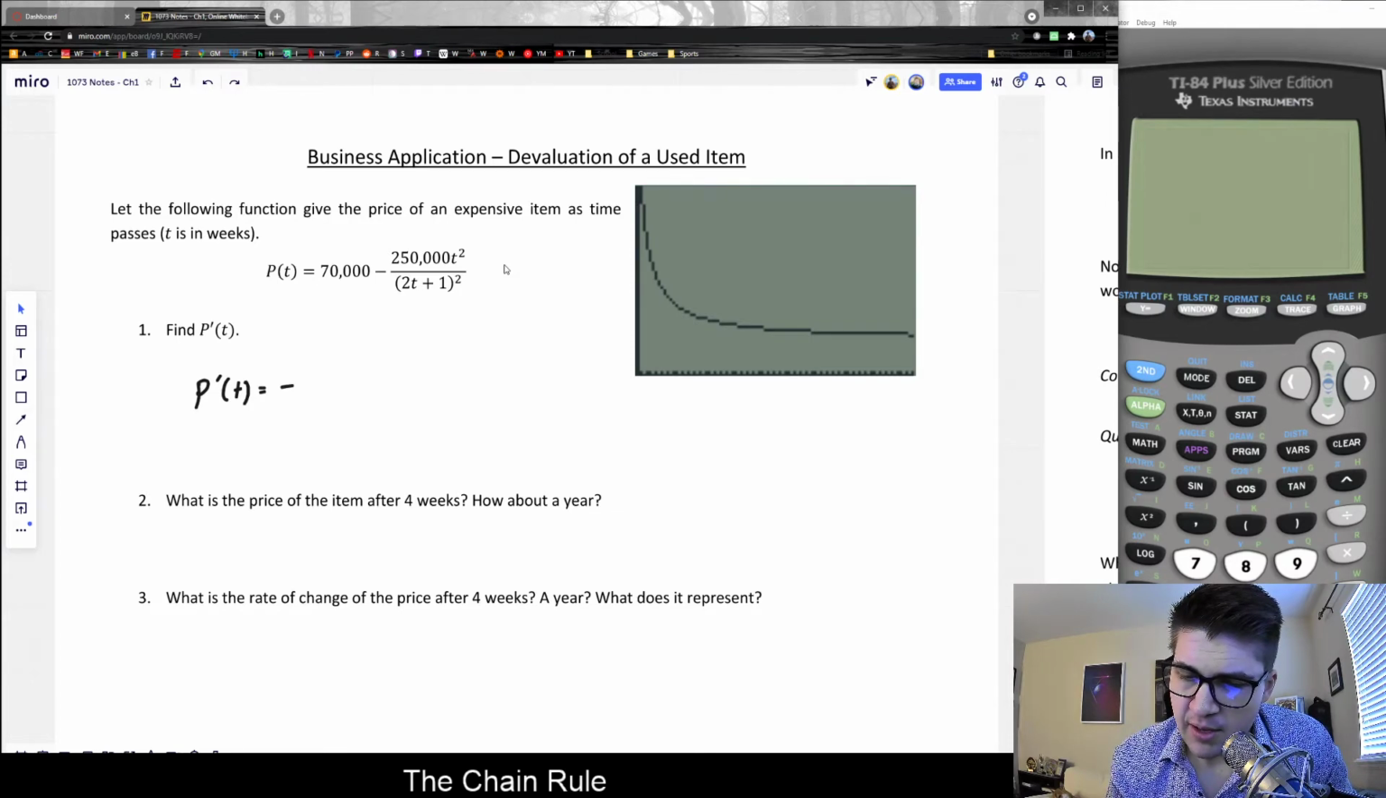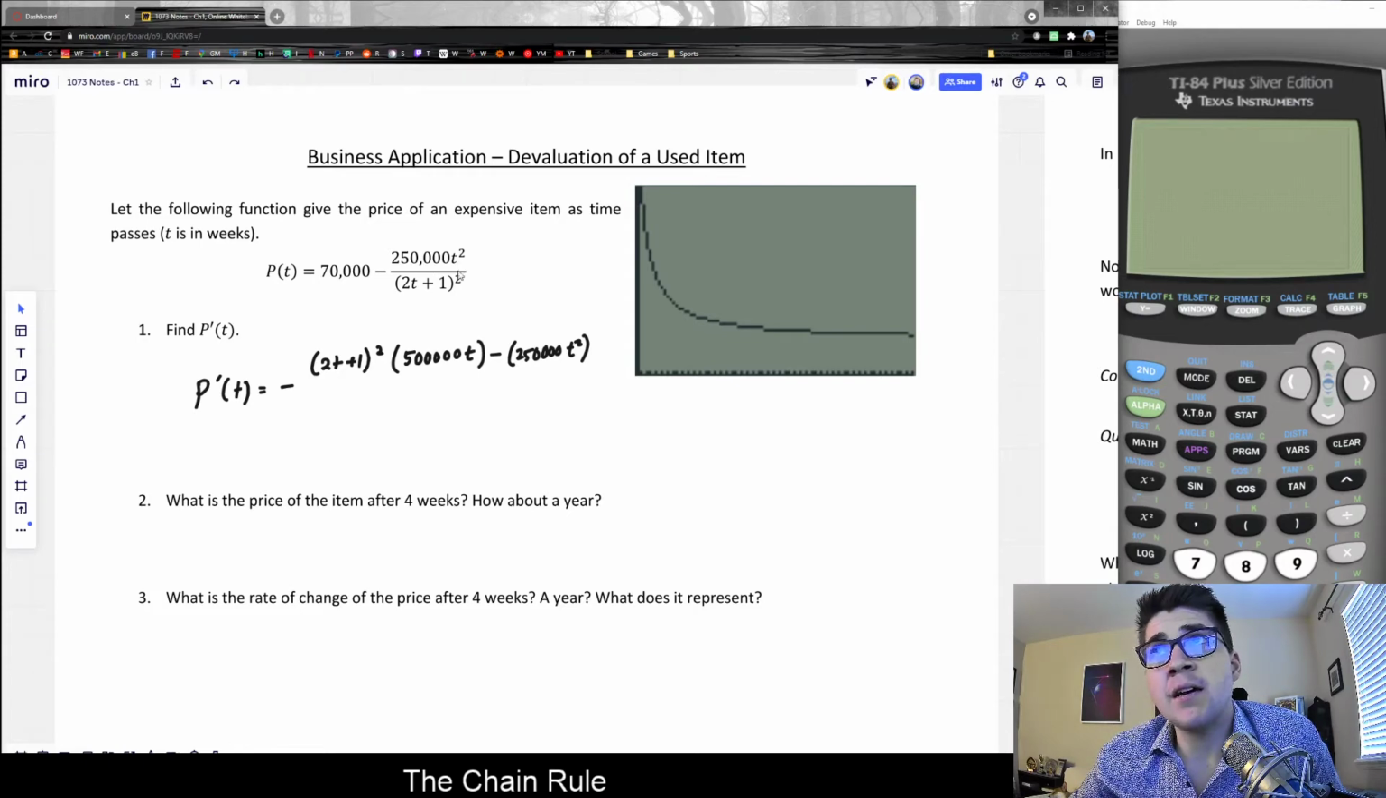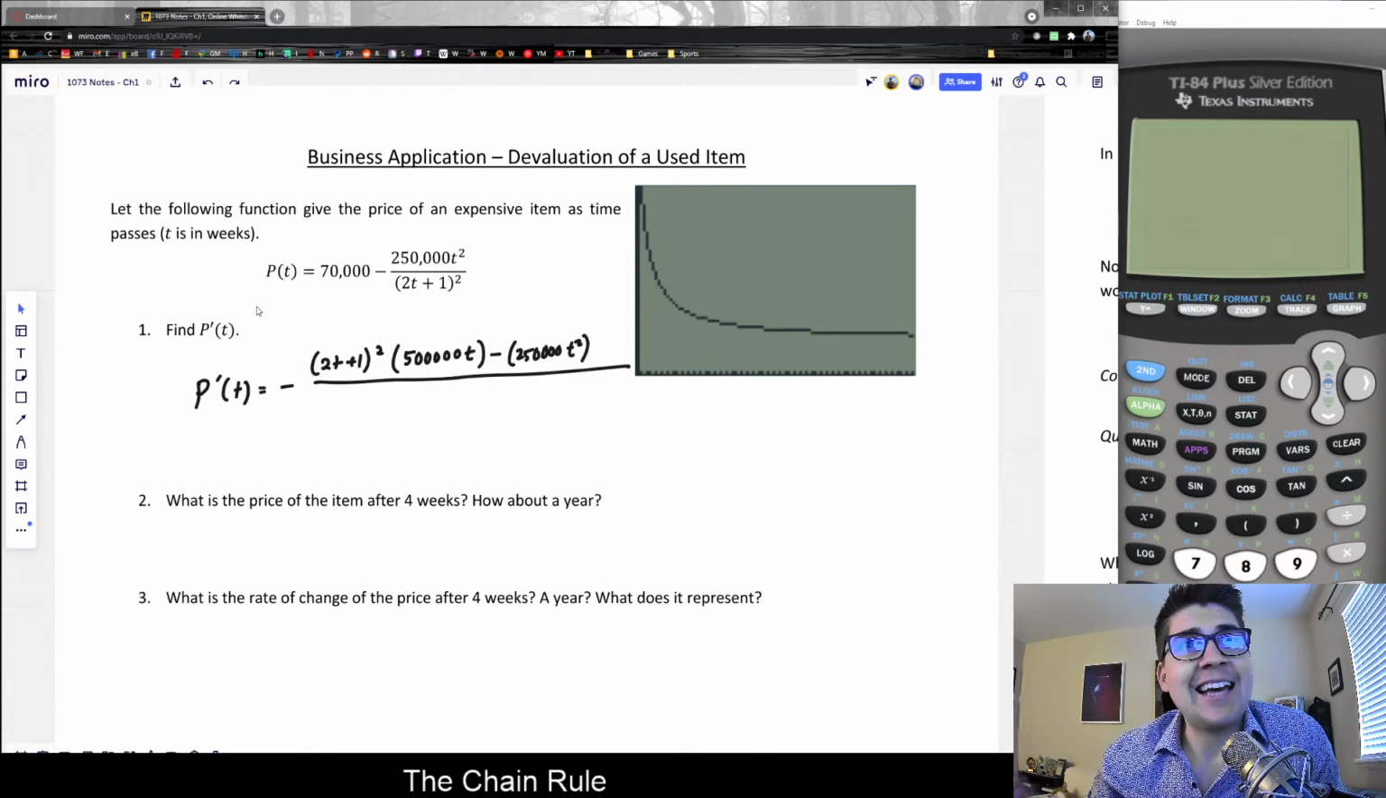So let's go ahead and write it. I have low d high, and low is a square, so I need to remember to have all of that. The derivative of the top would just be 500,000 t, and this would be minus low d high minus high d low. So high is 250,000 t squared times the derivative of the bottom. Notice the derivative of the bottom here is a power of something else. So when you're taking derivatives, even when they're within other rules, like the quotient rule here, I can't ignore the chain rule. The chain rule still applies in these sorts of instances.